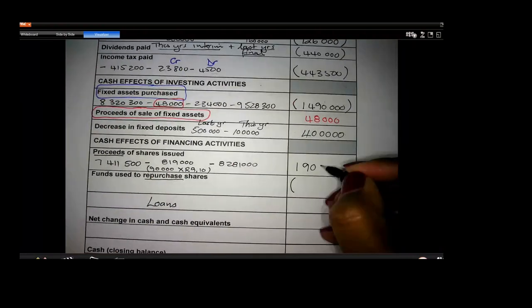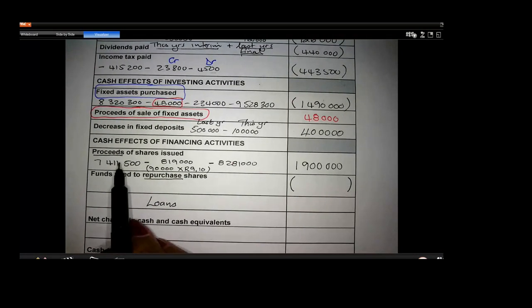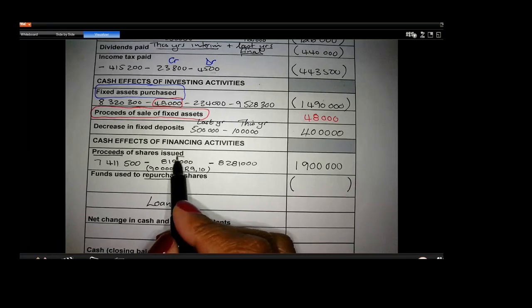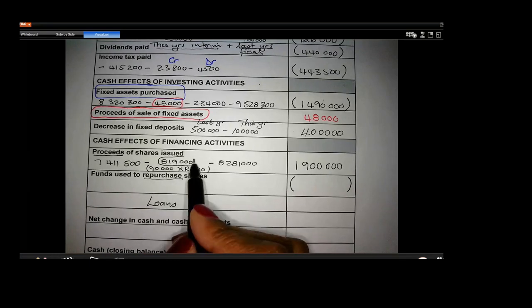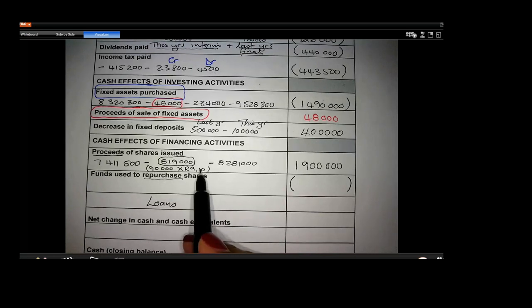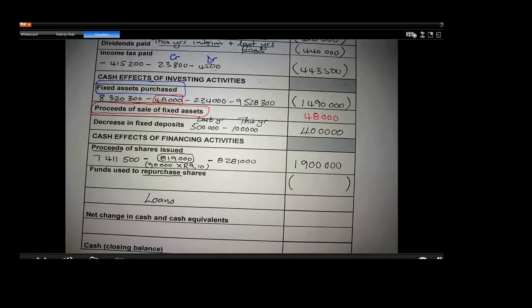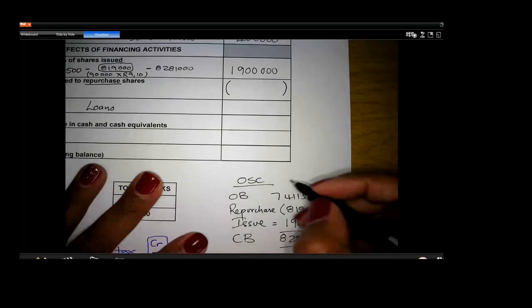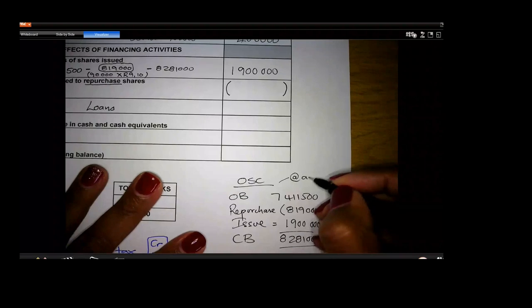I'm going to put it in here, 1,900,000. One thing you must remember here, you cannot take the difference between the two because there was a repurchase. They give you the repurchase amount by saying that 90,000 shares were repurchased at the average price. And remember, the ordinary share capital amount is at average.